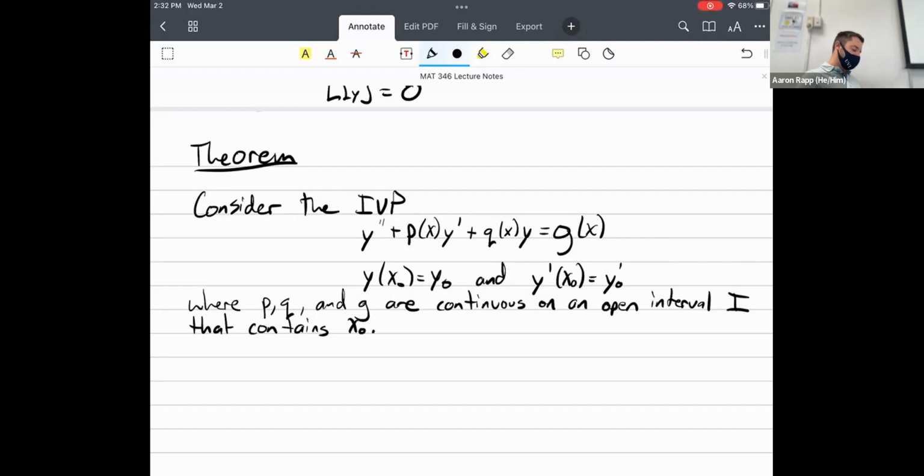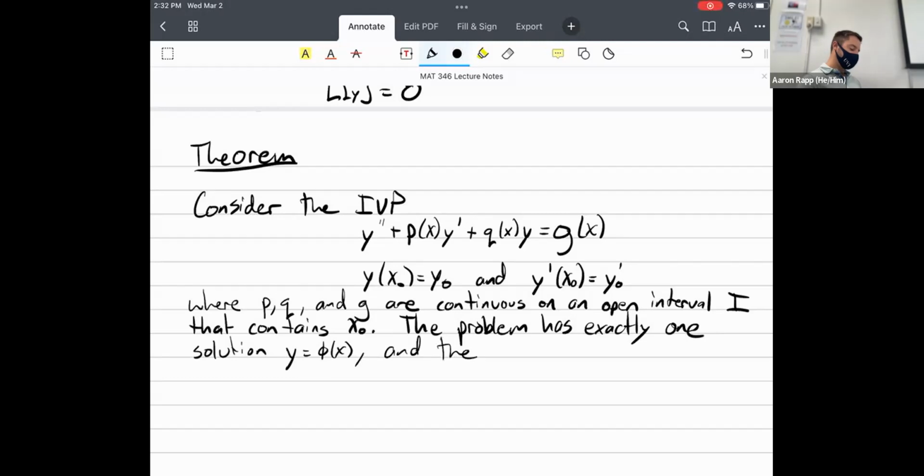And what I can guarantee you is that this problem will have exactly one solution, and that solution will exist on that entire interval I.